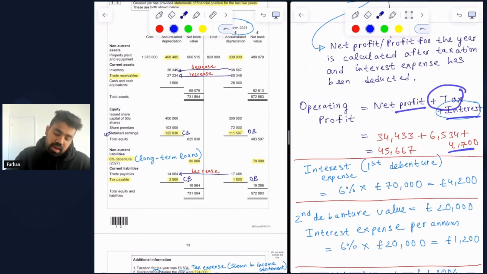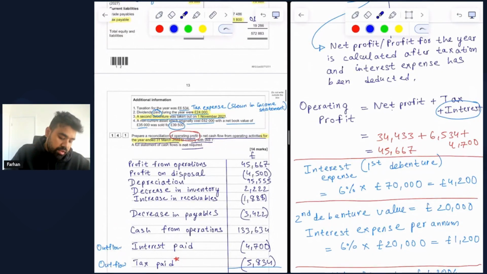Now, this is the amount that we will be adding as interest to our net profit along with the taxes, and then we'll be getting an operating profit of £45,667. The question says, reconcile the operating profit to net cash flow from operating activities. So the first thing that we have just solved to put into our main answer is the profit from operations of £45,667, which was calculated after we found the net profit from the retained earnings T account.